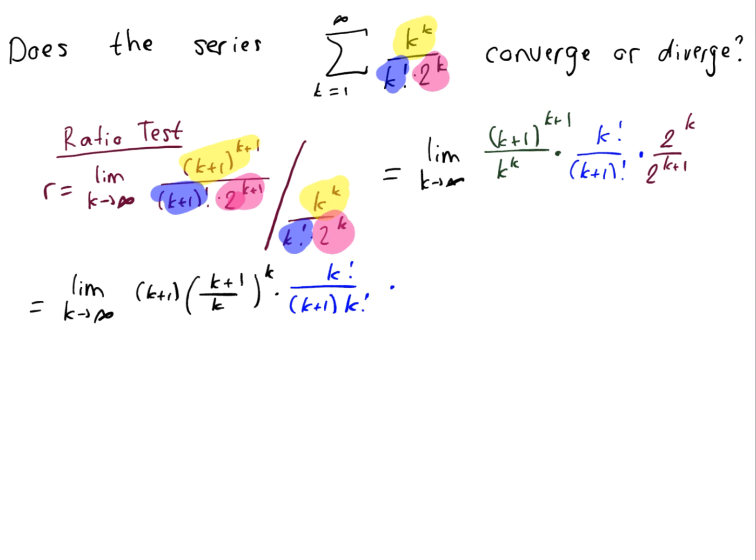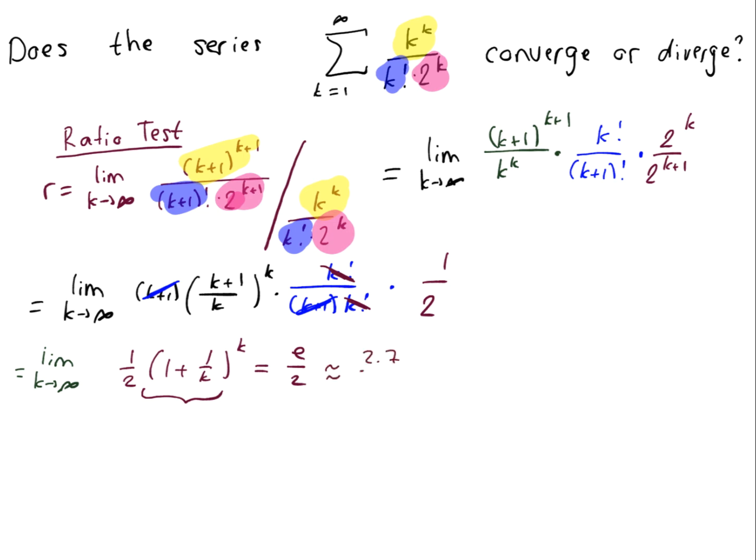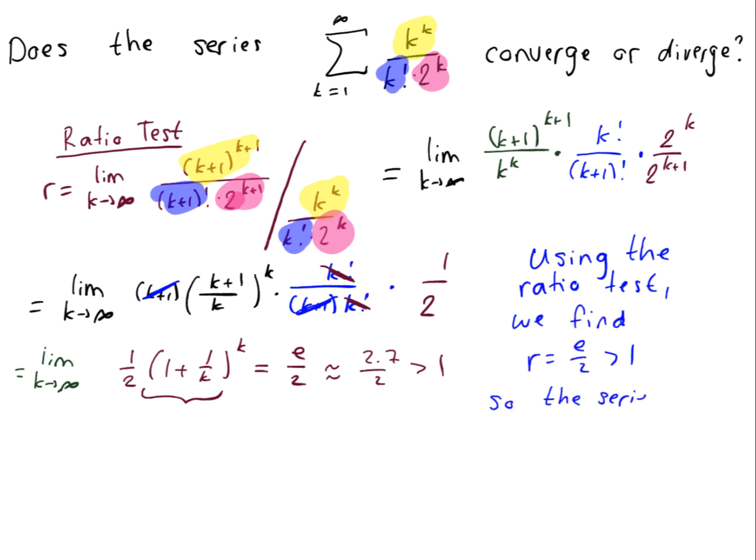And for this third bit, I can divide the top and the bottom by 2 to the k, and I'm left with 1/2. k factorial and k factorial cancel. k plus 1 and k plus 1 cancel. So I have 1/2 times 1 plus 1 over k to the k. And what I saw before is that this is one way to define e. So now my ratio is e over 2. e is about 2.7. So this is still bigger than 1. So it's still true that, using the ratio test, we find r to be bigger than 1, so the series diverges.